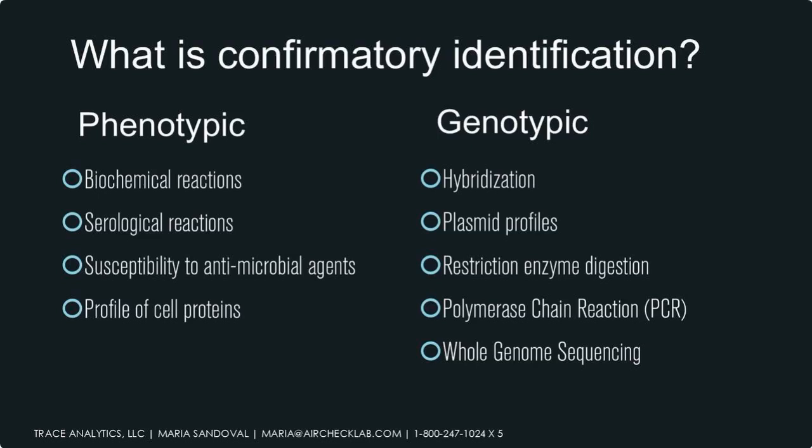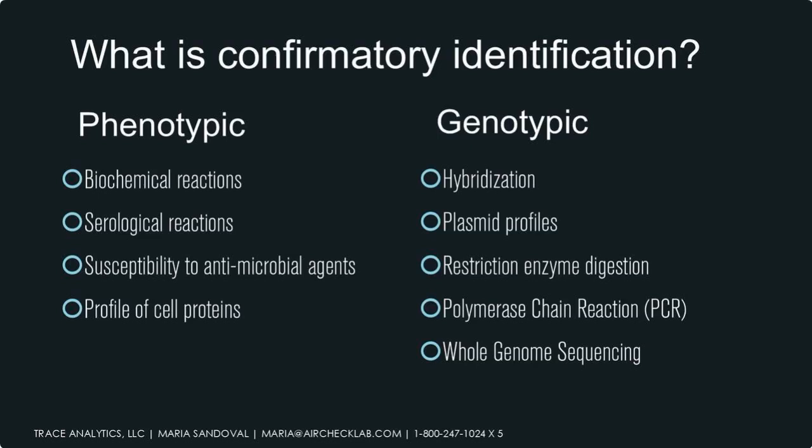Phenotypic identification is what we're going to talk about for the rest of my talk. That is biochemical reactions, right? That is, how is this little bacterium processing sugar? How is it processing this pH? How is it processing this salt and a number of other carbon sources? Serological reactions, it's looking at the susceptibility to antimicrobial agents. You have Staphylococcus aureus, then you have methicillin-resistant Staph aureus, then you have vancomycin-resistant, then you have vancomycin and methicillin-resistant.